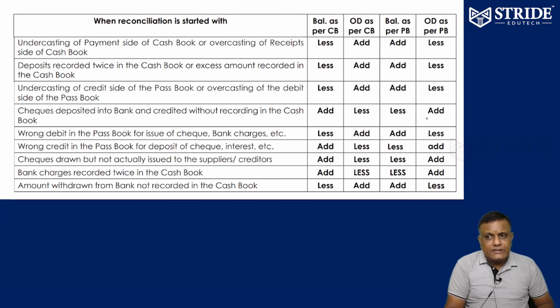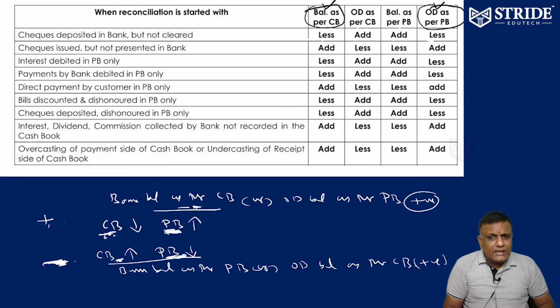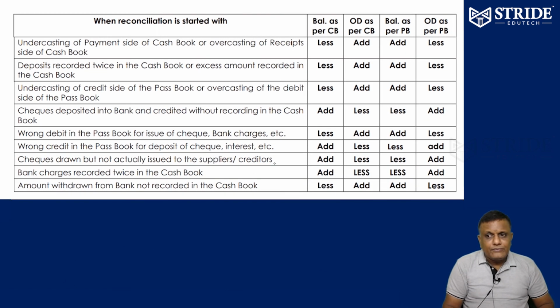Reverse case, you have to list. Similarly, a wrong debit in the passbook. Somebody's account was to be debited, but your account is wrongly debited. So the passbook shows a lower balance. Therefore, less. Those items are to be subtracted. Reverse case, you have to add. Similarly, a wrong credit in the passbook.